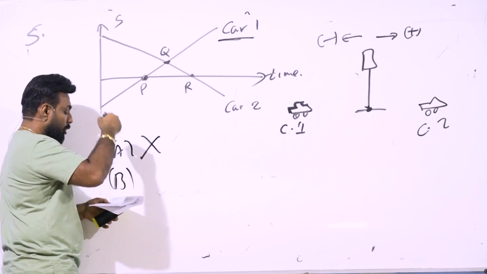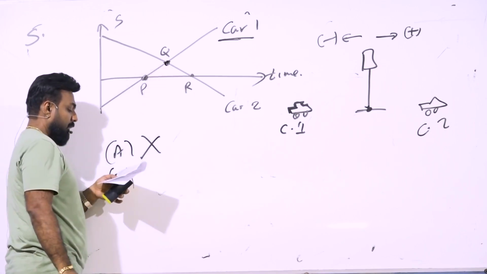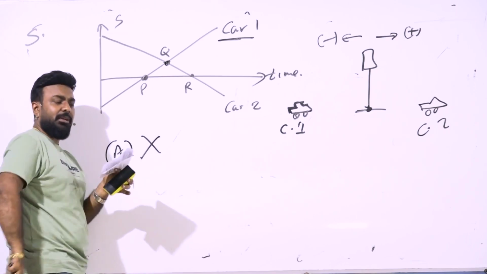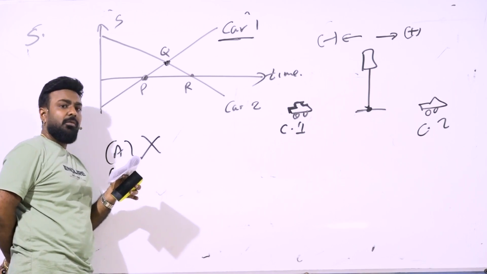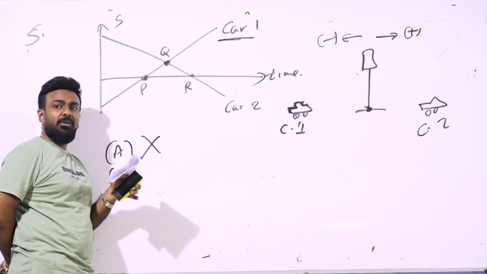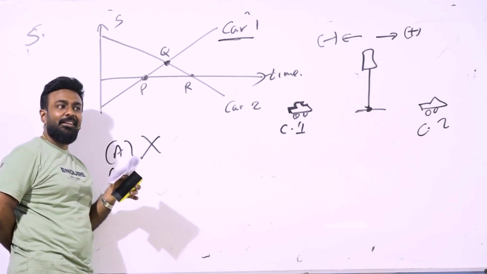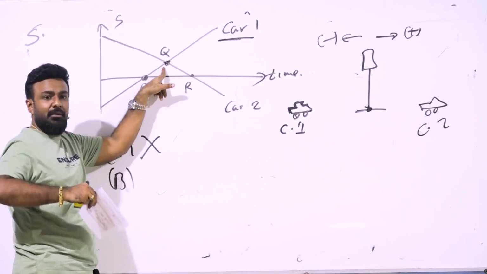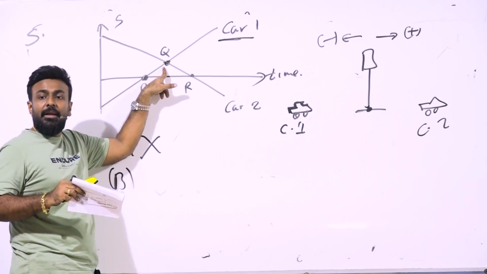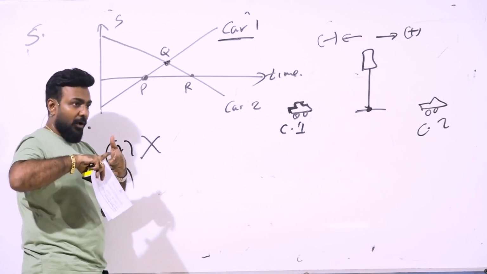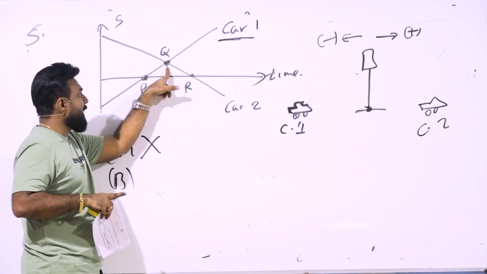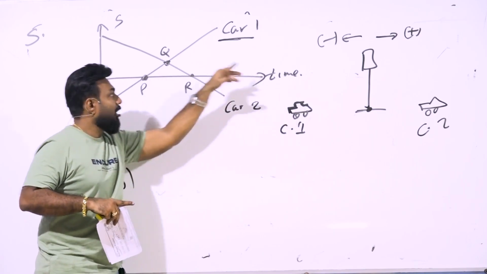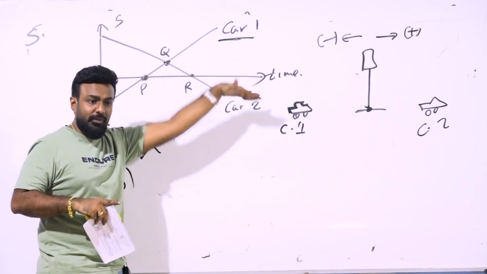B. Relevant to Q, both cars move towards the post. Is it right or wrong? Wrong. Why? Q is the moment they are going to meet. But at Q, where is car 1? Car 1 is on the right side. Where is car 2? Car 2 is also on the right side.